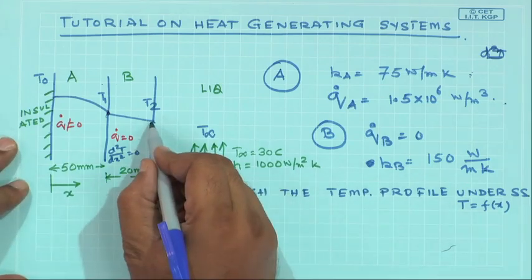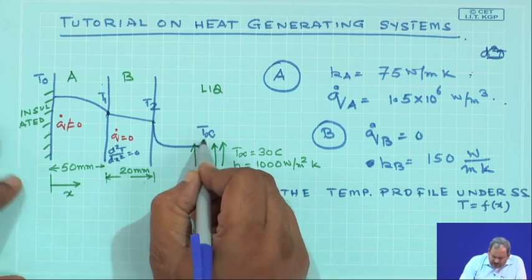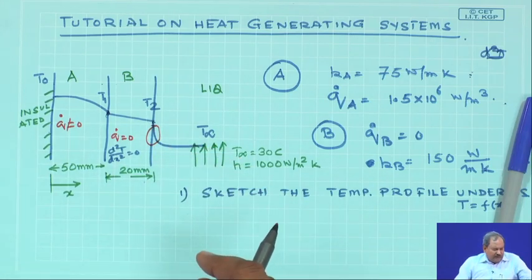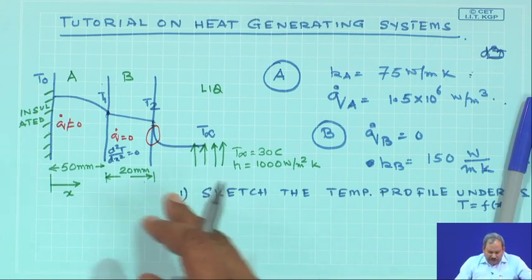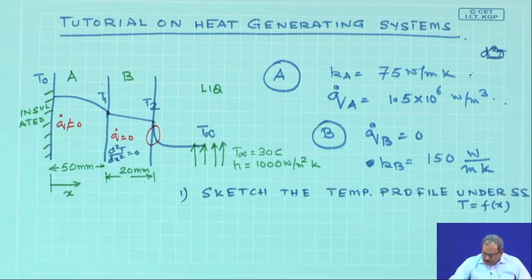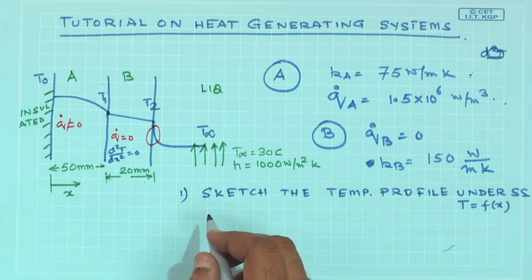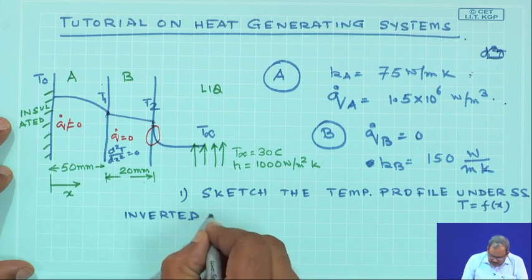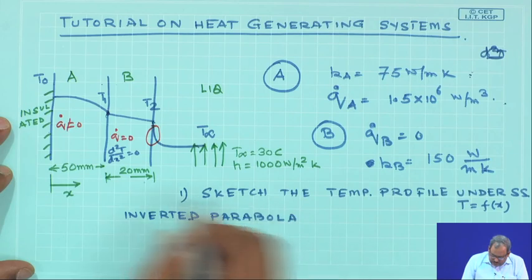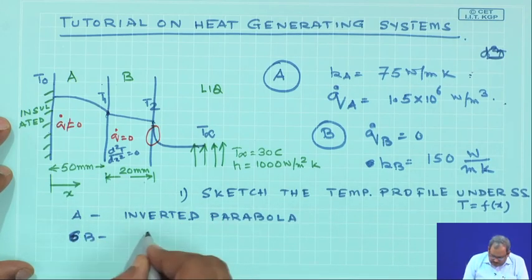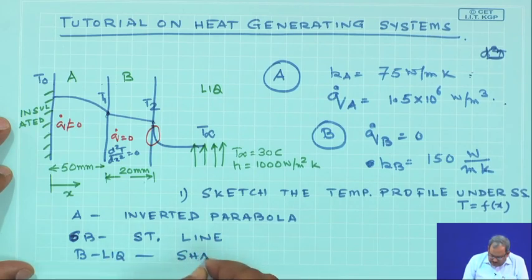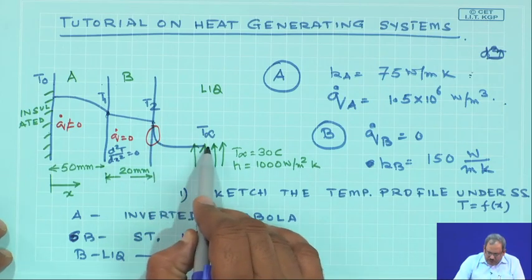So, the profile would look something like this, and this is your T infinity. So, this is the boundary layer in which the temperature is going to change, and you would be able to see how the temperature profile looks in this case. So, the salient features of the temperature profile are that it's an inverted parabola in A. In B, it is simply going to be a straight line, and from B to liquid it is a sharp change due to the presence of the thermal boundary layer. Sharp change, and then gradually it will go to T infinity.